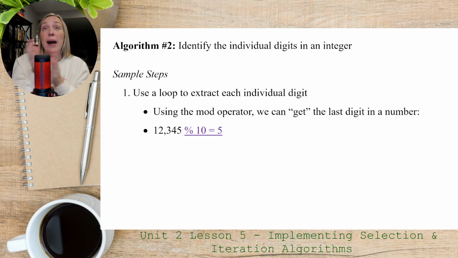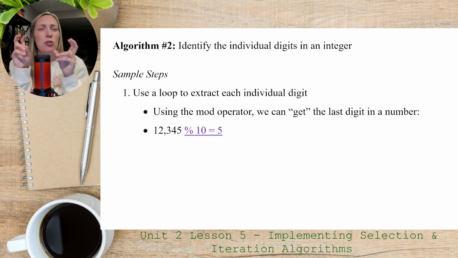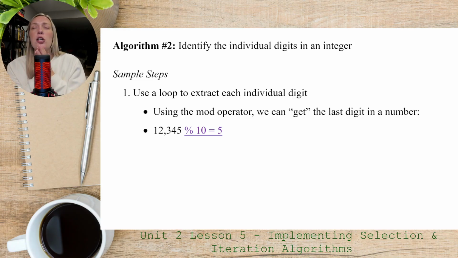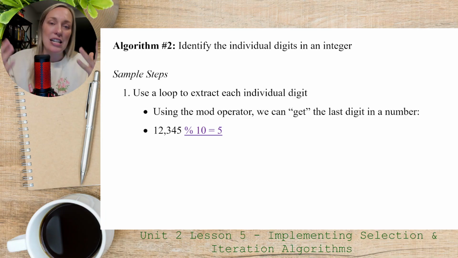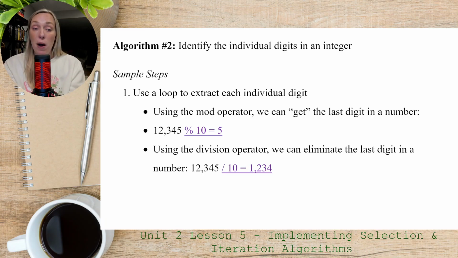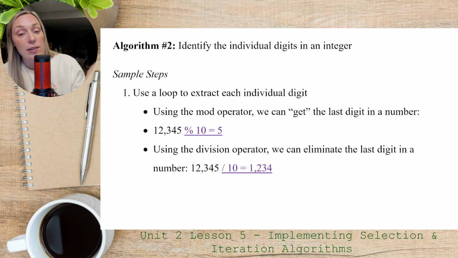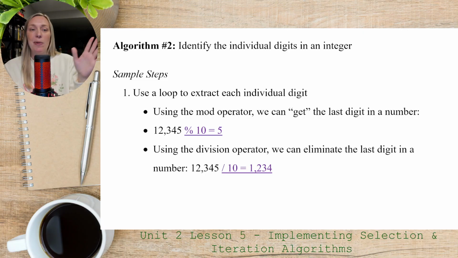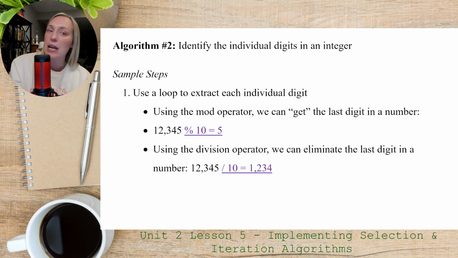If I modded by 100, that would give me 45 if I wanted to get the last 2 digits, right? So these number tricks, if you want to say, or techniques to extract from an integer, is what we use that mod operator for. Now, the division operator eliminates the last digit if we were dividing by 10. So here, if I divided 12,345 by 10, that would drop the number down to 1,234. Okay, so notice how we got rid of that last digit, and then we're left with the remaining numbers.